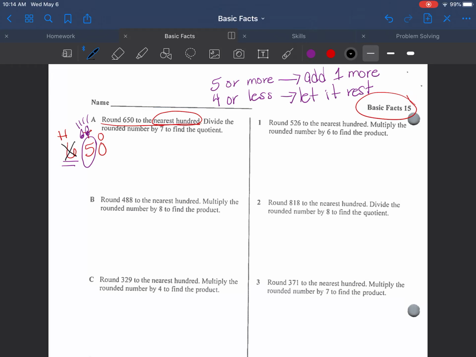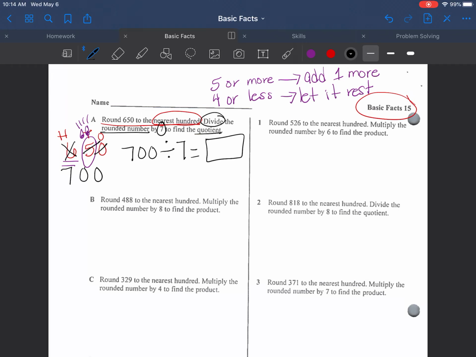So what am I going to do? Add 1 more. Remember, we add 1 more or we rest to the one that is being rounded. In this case it will be the 6. So the 6 gets 1 more, so he becomes a 7. All the numbers to the right become zeros.